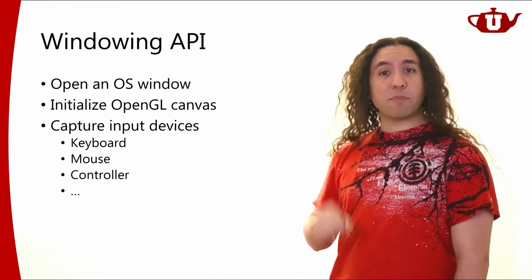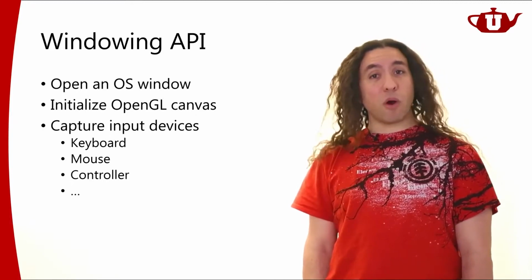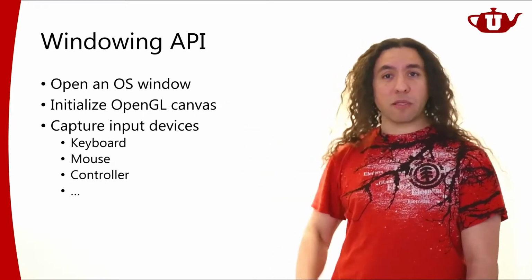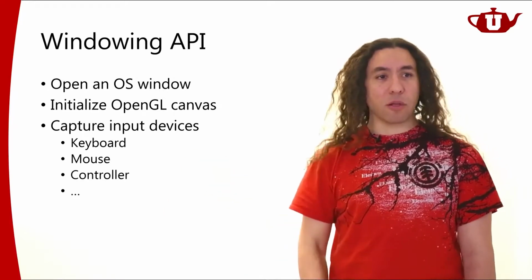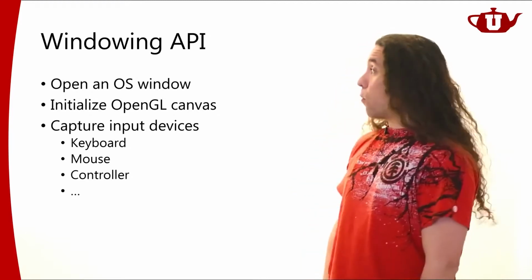Also, we'll need the input from our input devices. We need to capture them one way or another, and our windowing API will allow that, like mouse, keyboard, and controller and whatnot. Right. So what do we do? What do we use for this?